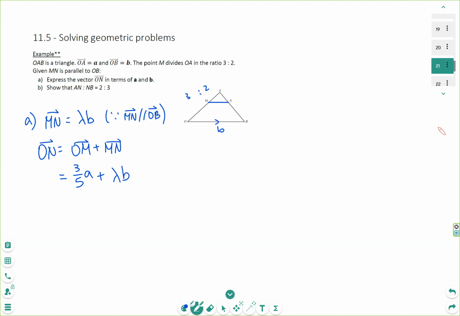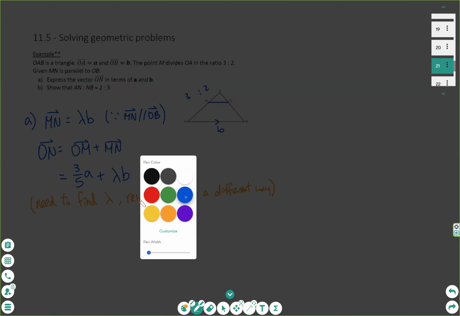Now, this is not good enough. We can't leave it like this because we have lambda in there, but we don't have enough information to work out lambda either. So what can we do? This is a trick. I use a different color to show you the steps. We need to find lambda, so we're going to rewrite ON in a different way. That's the tricky part.